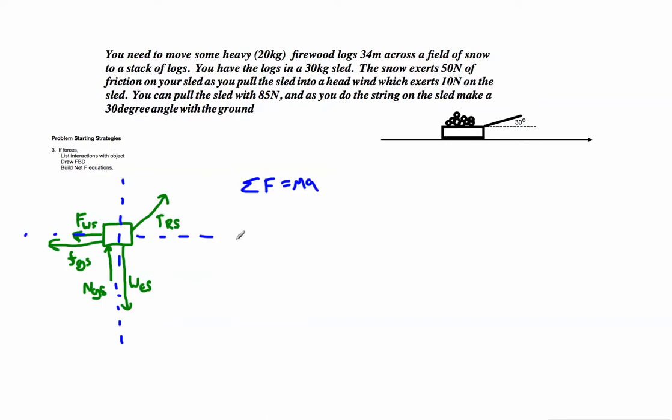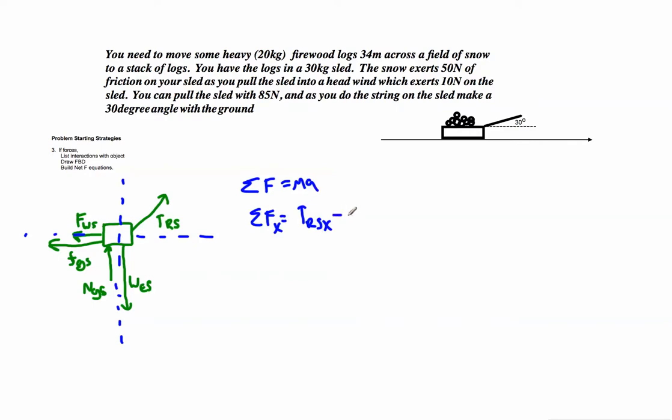In other words, we'll have a net force x and net force y equation. Let's do the net force x equation first. Along the x-axis we have the tension rope on sled, but only the x part of that pull. It's pulling somewhat horizontally and somewhat vertically. We only want to capture the horizontal part of that.